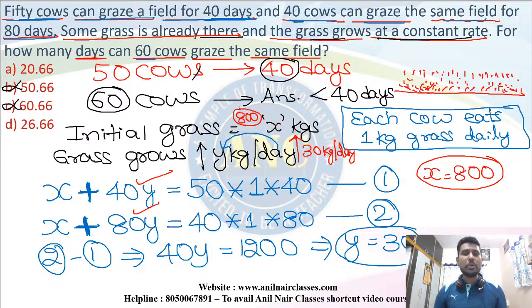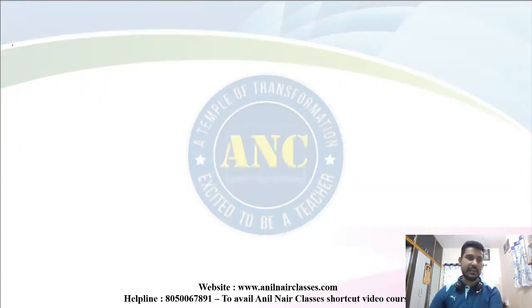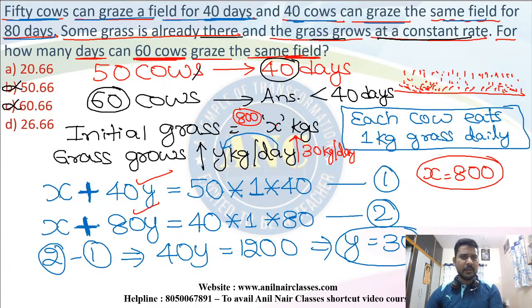But in the question they are not asking you how much was the initial grass. In the question they are not even asking you how much is the constant rate at which the grass is growing. But the question says, for how many days can 60 cows graze the same field? Now let us go to the next screen. Initially it was 800 grass present, which we calculated x value 800.